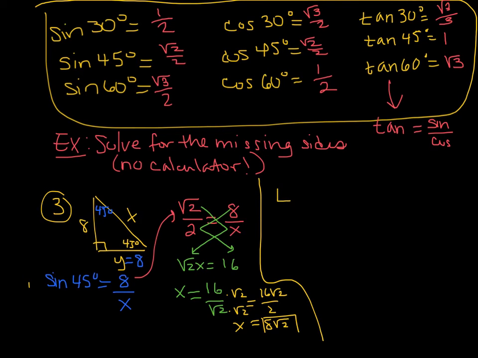All right, let's try number 4. So number 4, we have a triangle. This side is 4, this is x, and I'm going to tell you that this up here is 60 degrees. So from there, I am going to ask you to find x. I'm also going to call this side right here y.